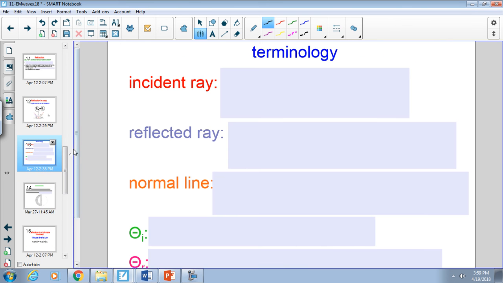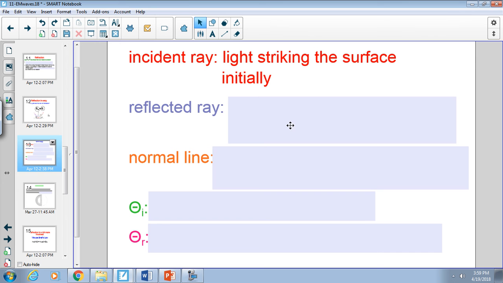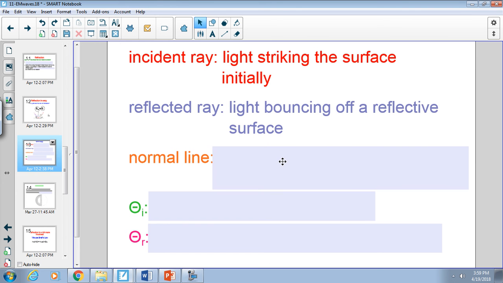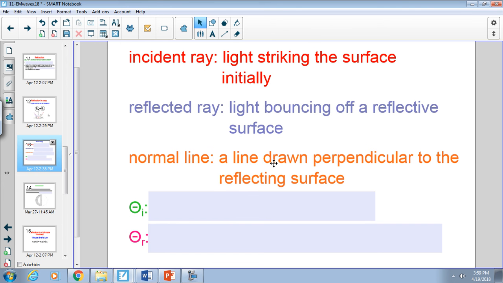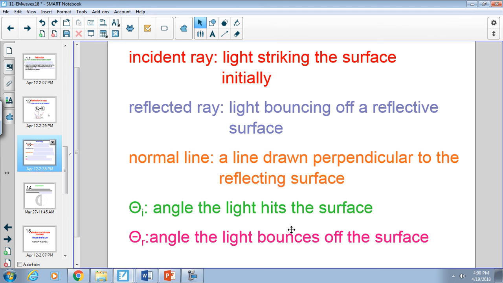Alright, so a couple quick terminology pieces. I won't spend too much time on that since I've already talked about it. Incident ray, that's the light that strikes it. Reflected ray, that's the light that bounces off. Normal line, you have to draw in a normal line. It's perpendicular, which means it makes a right angle with the reflecting surface. Think the letter T. Incident angle, that's the angle that it hits, measured to the normal line. It has to be from the normal line. Reflected angle, again, same angle, but bounced off from the normal line.